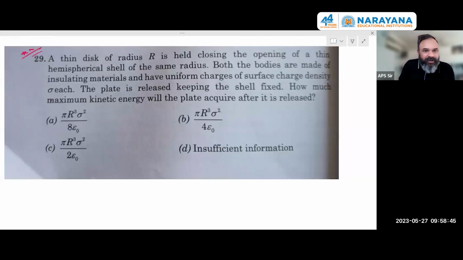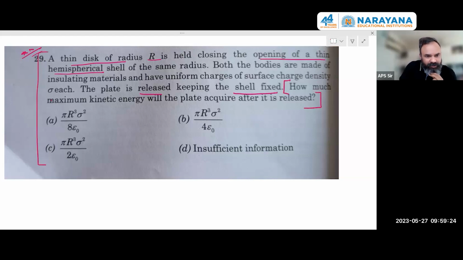2 minutes. Thin disk, radius r, held closing the opening of a thin hemispherical shell. So hemispherical shell, and a disk is put on it, held in place. No gravity. Both the bodies are made up of insulating materials and have uniform charge density sigma. And now the plate is released, keeping the shell fixed. Shell is fixed, and I release the plate. So now it starts moving. It goes up to, the question is, what is the maximum kinetic energy acquired?